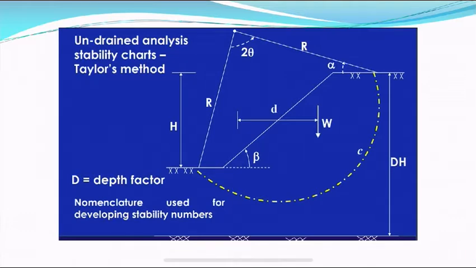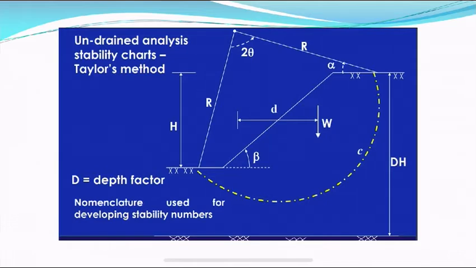Here in this figure, the entire area of the soil portion below this depth is considered as D, and this height is H. This is the sloping inclination, beta, and beta is equal to 90 degrees, which means it is a vertical cut. This inclination is 2 theta, this inclination with the horizontal is alpha, and this is the cohesion which is mobilized, and this is the weight shown in the figure.